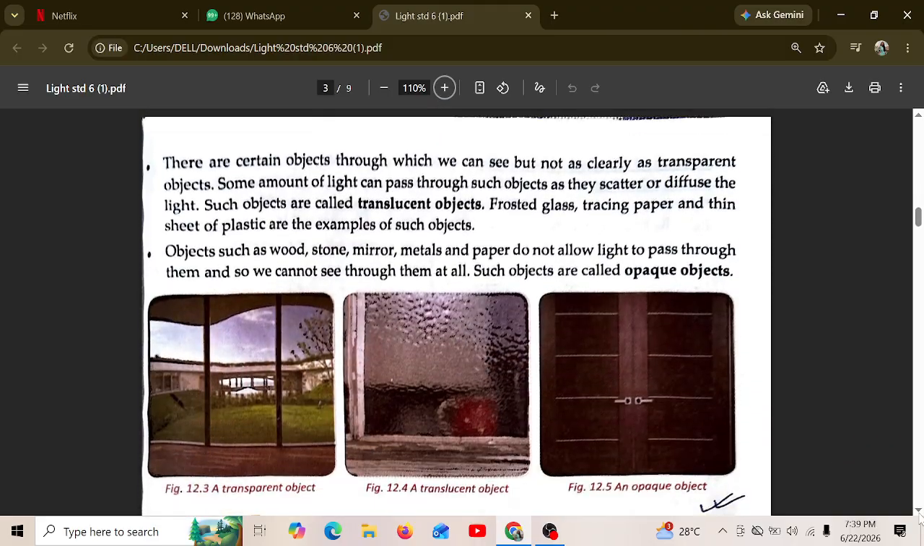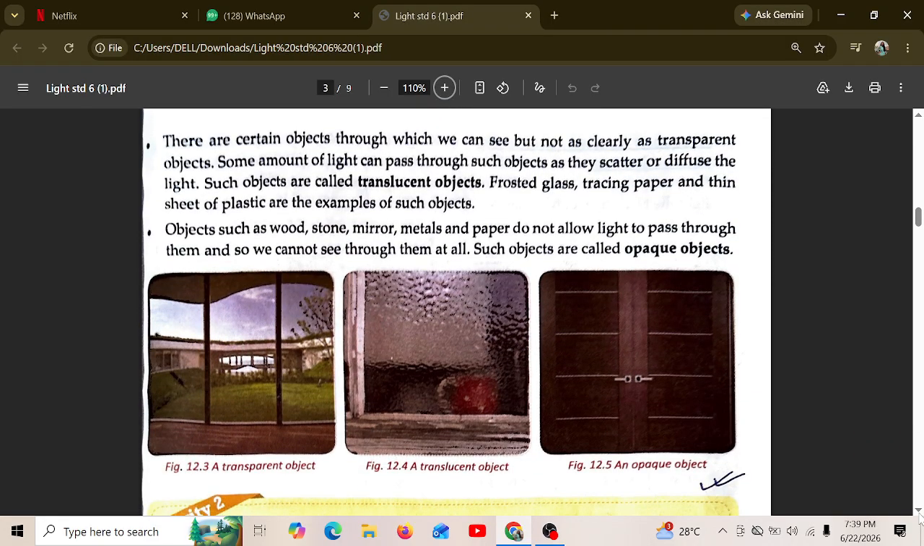Translucent objects are the objects through which partial transmission of light is happening. They scatter or diffuse the light a bit. As a result, they are able to pass a bit of light through them. Therefore, we can see the thing present beyond them in a very blurred way, in a very blurry way, right?